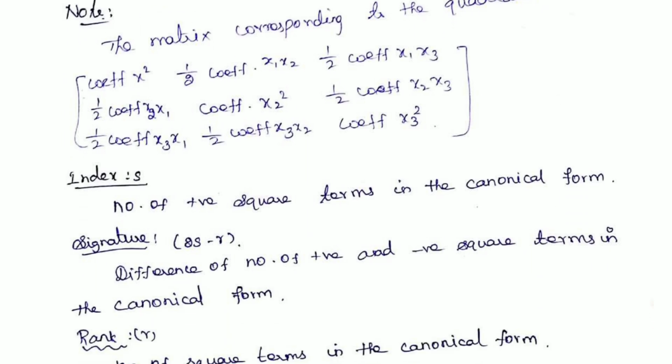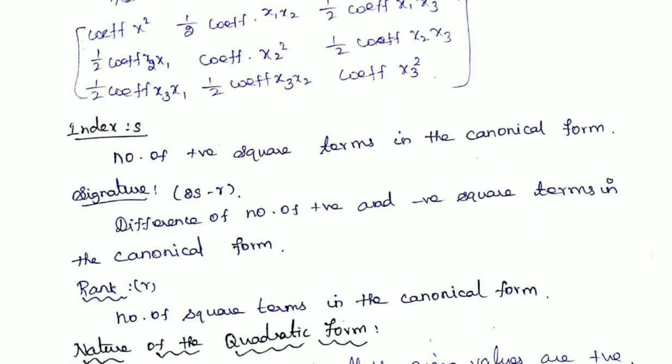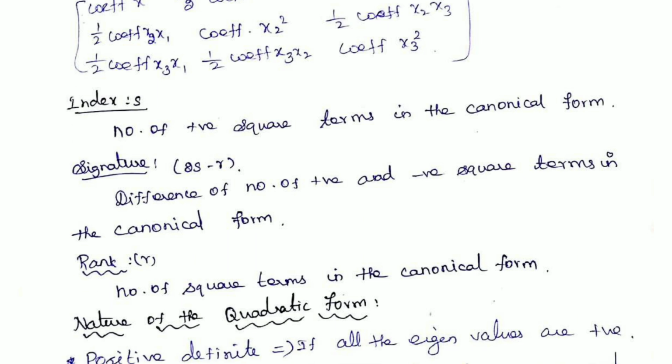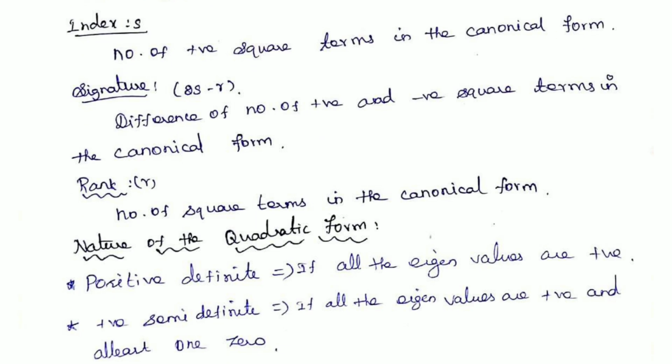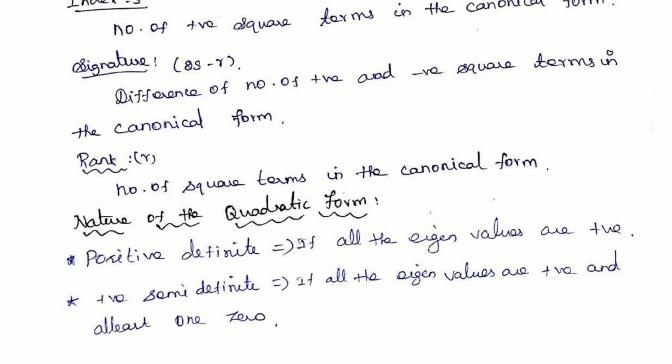Next, index and signature are among the very important things in this section. What is index? The number of positive eigenvalues in the canonical form, or the number of positive square terms in the canonical form. Signature is the difference of the number of positive and negative square terms in the canonical form. Rank is the number of square terms in the canonical form.